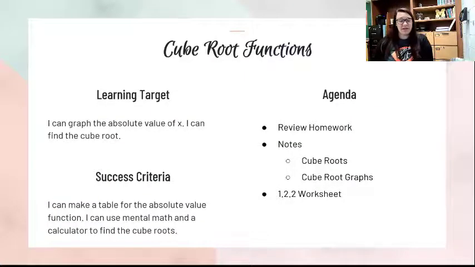Guys, Mrs. Traver here. Today we're going to talk about cube root functions. Yesterday we talked about square root graphs. Today, cube root graphs. So learning target, you'll be able to find the absolute value, and the cube root.